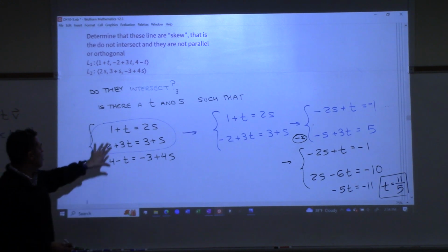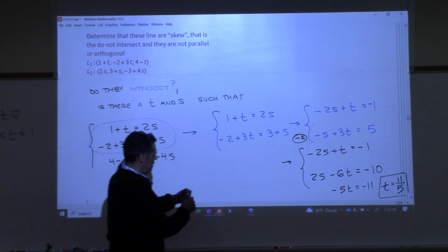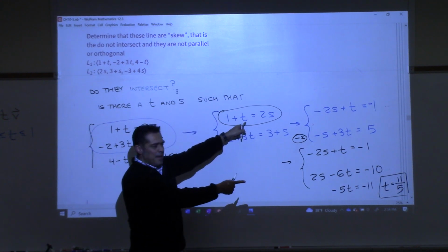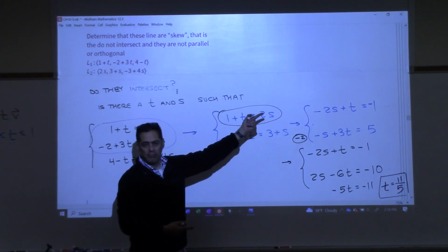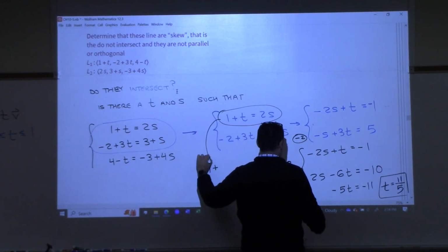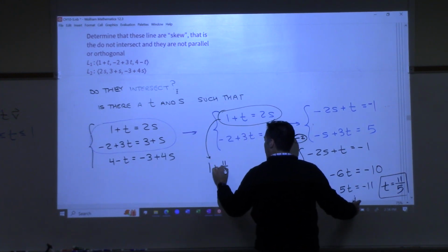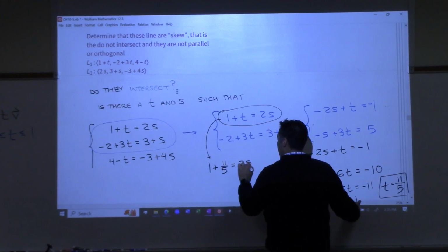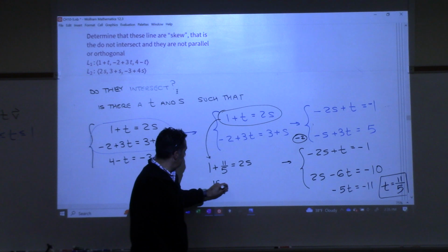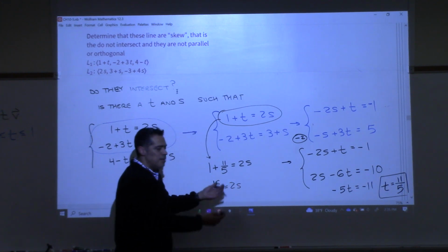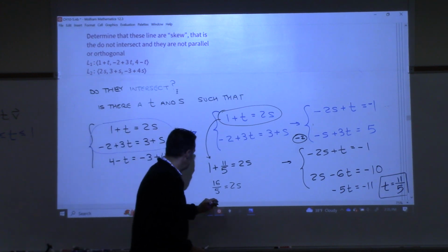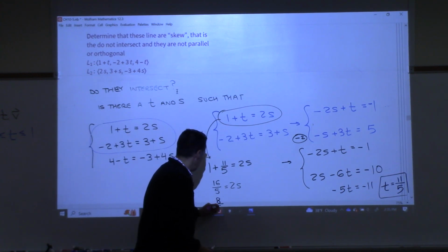Yeah. So I'm going to go back to these equations. I'm going to just go back to the first one here. I'm going to replace the t with 11/5 and then solve for s. Okay, so 1 plus, I'm using this now, 1 plus 11/5 equals 2s. 16/5, right? 16/5 equals 2s. And then divide both sides by 2. 8/5. I reduced already. 8/5 is s.